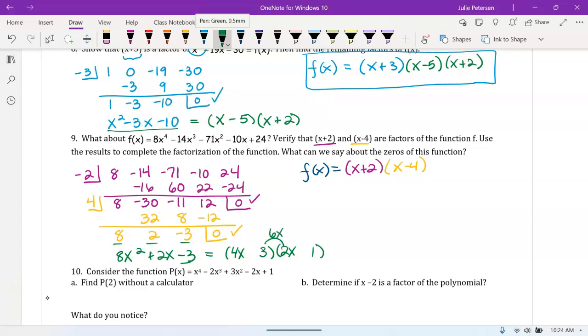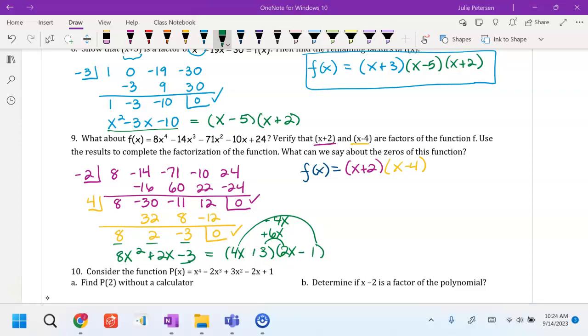So let's do this. This one would be 6x. This one would be 4x. If I want to get those to add up to +2, then I need a positive for the 6x and a negative for the 4x. The way we accomplish that is with a minus sign here and a plus sign here.